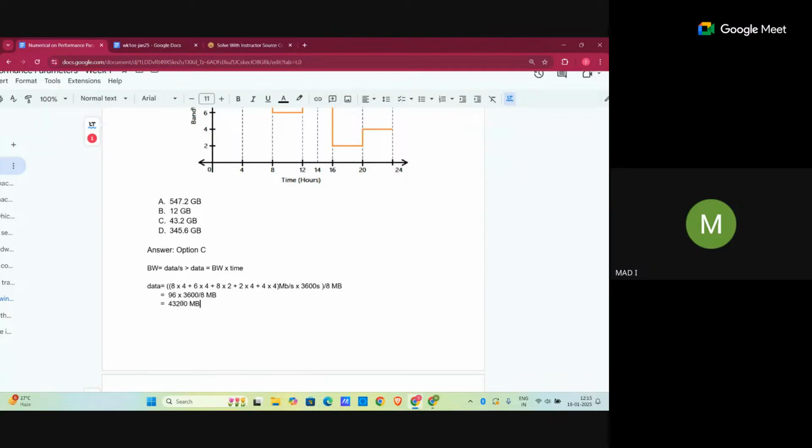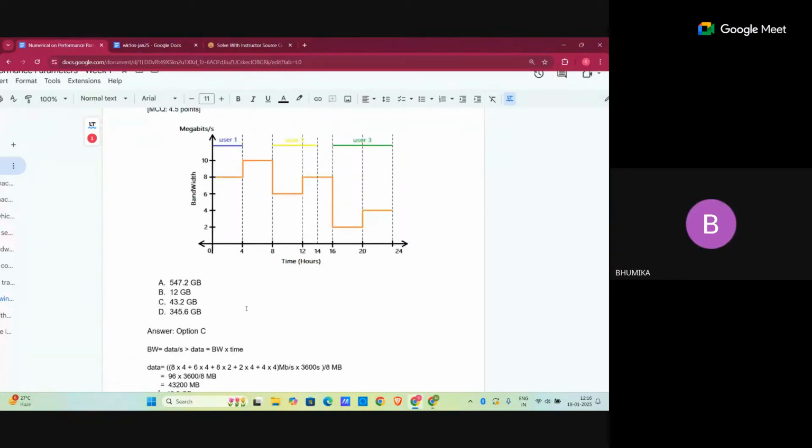So this will be equal to 43.2 GB. Any doubt in this question? Yes, ma'am, I have a doubt. Ma'am, can you go to the graph?